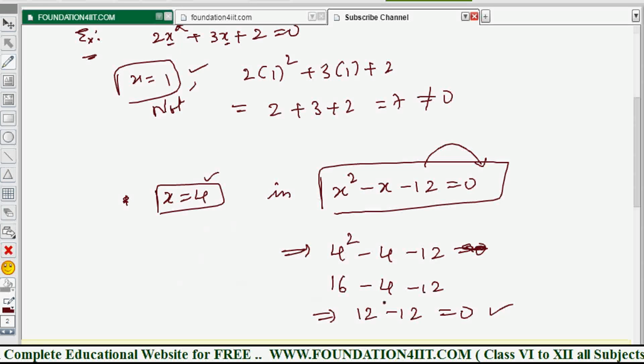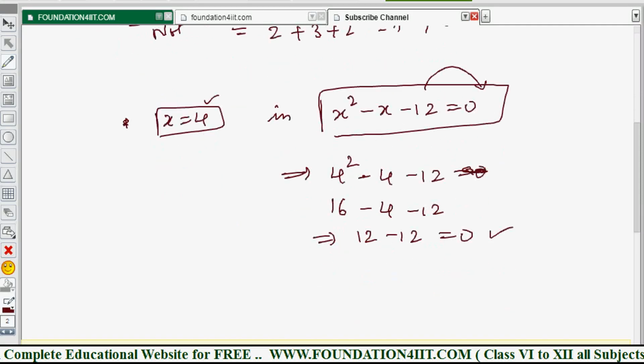Okay, if x is equal to 2, if I keep it, you will not get 0. So that is not the root. That means when we substitute the value in the quadratic equation, if we get 0, that means LHS is 0 and RHS is also 0, then it's the root. Otherwise, it's not the root. Okay, just one more example.